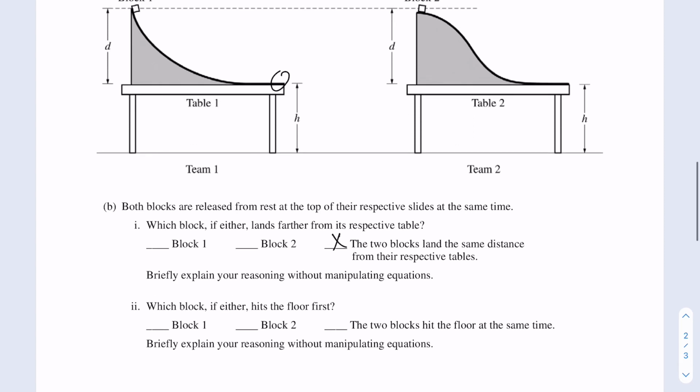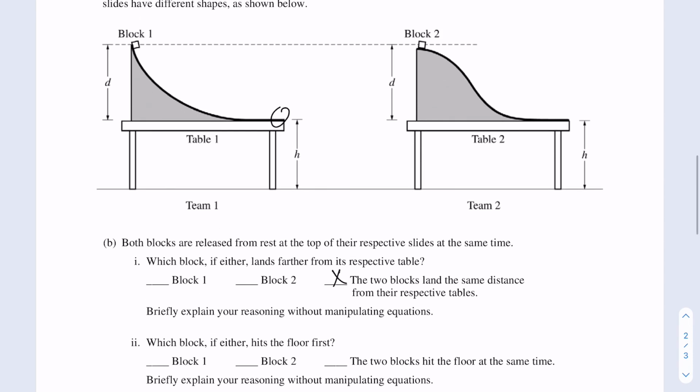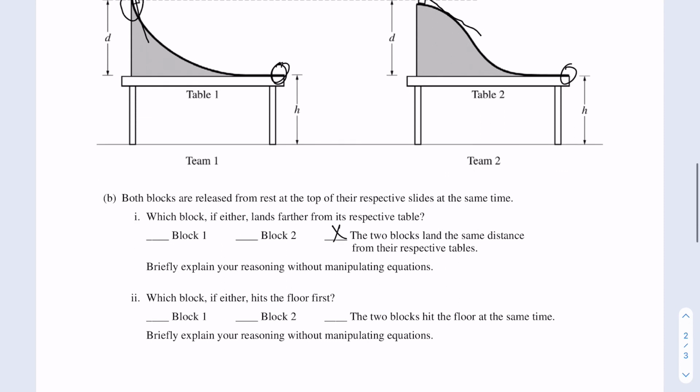Now for part 2, it might be easy to assume that they'll spend the same amount of time in the air, which means that they'll hit the floor at the same time. However, block 1 actually reaches the floor first, since it takes less time to get from its initial point to the point of launch, which is right here. Whereas block 2 has an initially less steep slope when compared to block 1, so it'll reach the launch point later. So block 1 will hit the floor first.